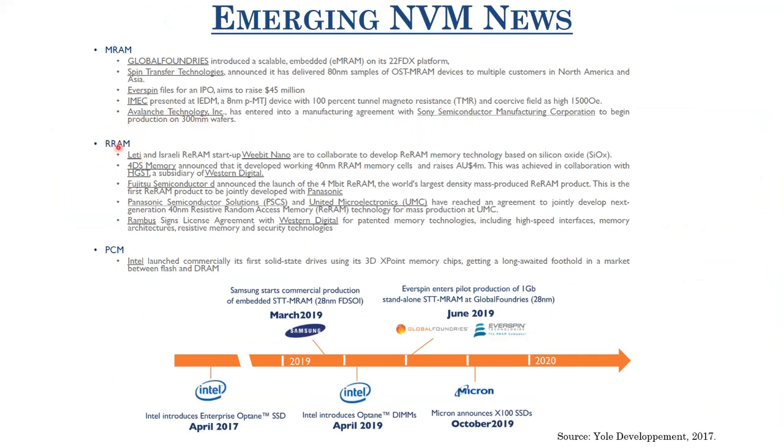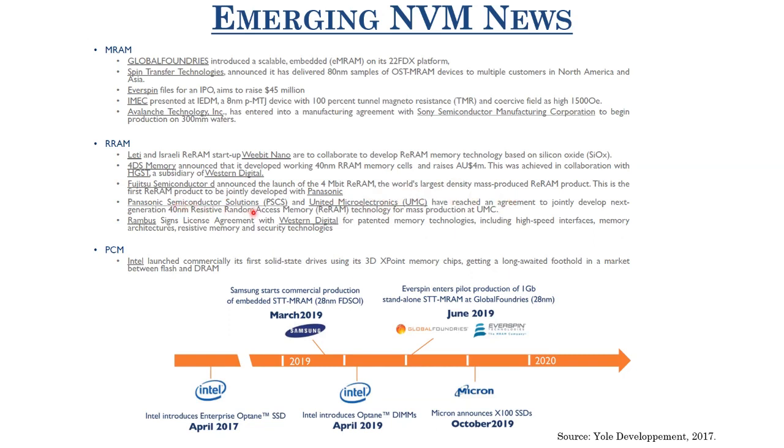In terms of RAM, CEA Leti, France, which is the National Research Lab of France, and Israeli startup Vbit Nano have collaborated. They collaborated last year to develop SiOX based RAM technology, and it's successful. They have now demonstrated a product out of it. Also, 4DS Memory announced that they developed a 40 nanometer RAM cell, and it's now being used by Western Digital. Fujitsu announced the launch of the first 4 megabit RAM, which was the largest density RAM product. This was 2 years ago.